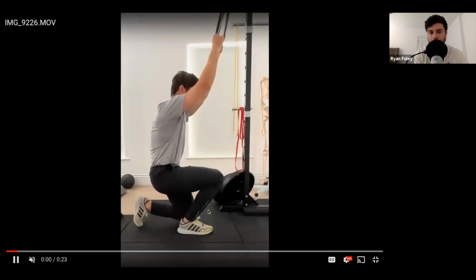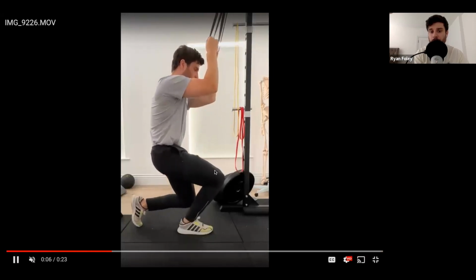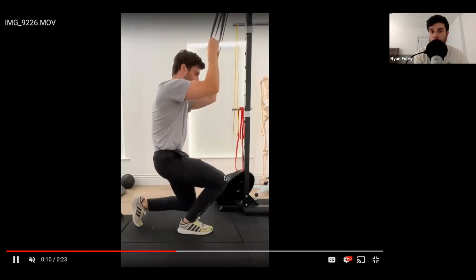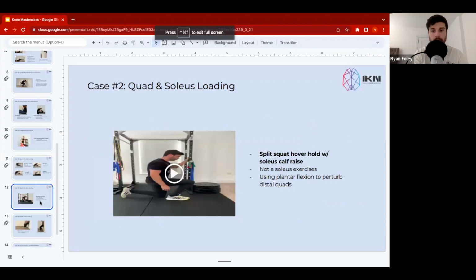Okay. But one of the key things with this one here is that we're actually allowing for the femur to move through a little bit more flexion here relative to the tibia. So we're going to be getting a lot more length change through the distal quadricep here as well with the addition of the band. What I want to show you here is more of a quadricep and soleus coordination strategy too.